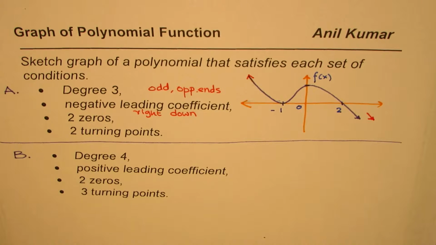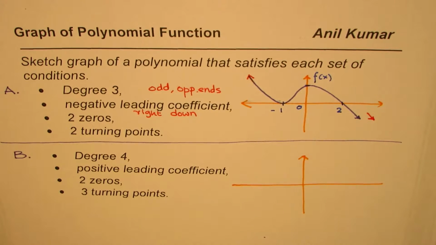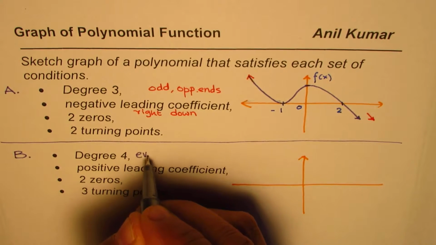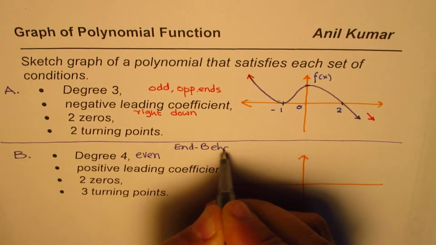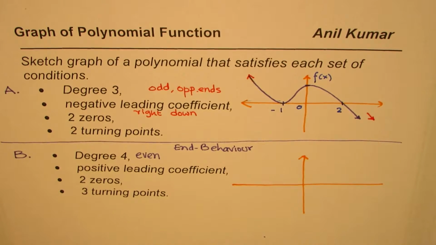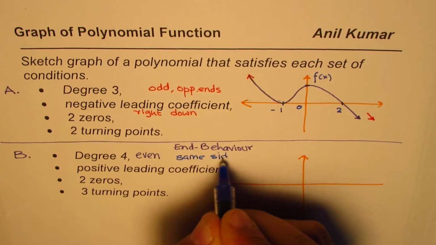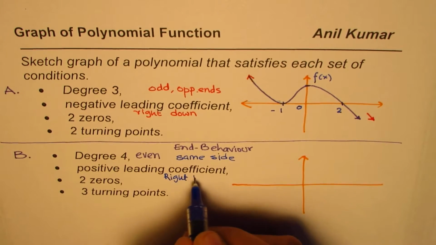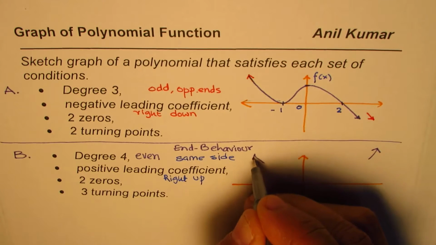Now let's do the next one, which is degree 4, positive leading coefficient, 2 zeros and 3 turning points. So degree 4 means same sides, right? Degree 4 is an even degree. You have to look at the end behavior basically to start with. The end behavior is both ends on the same side. Positive leading coefficient means right side up. Right, so now we can begin sketching. We know the right side is up. Both are facing the same side, correct?